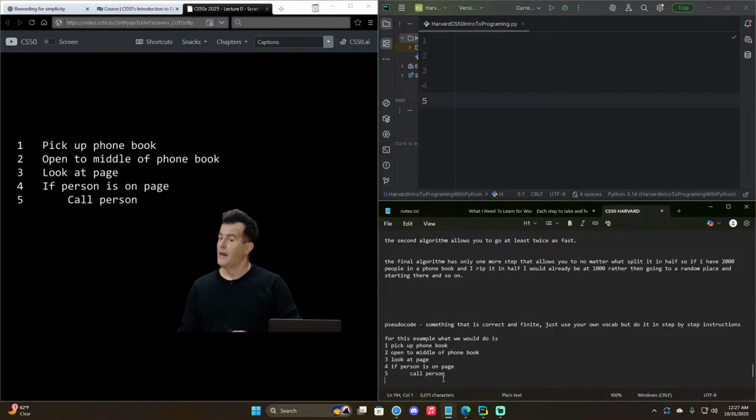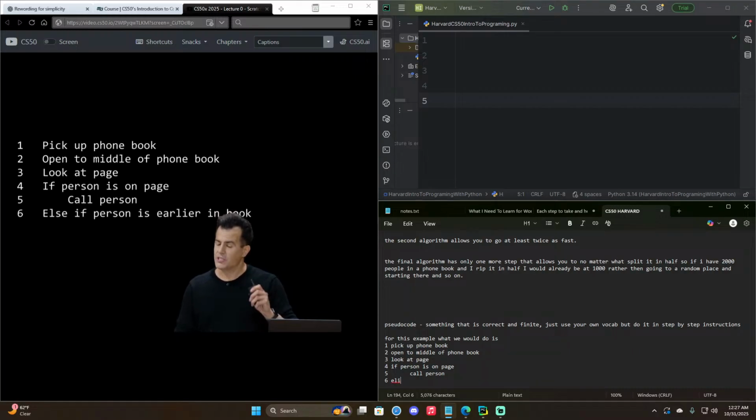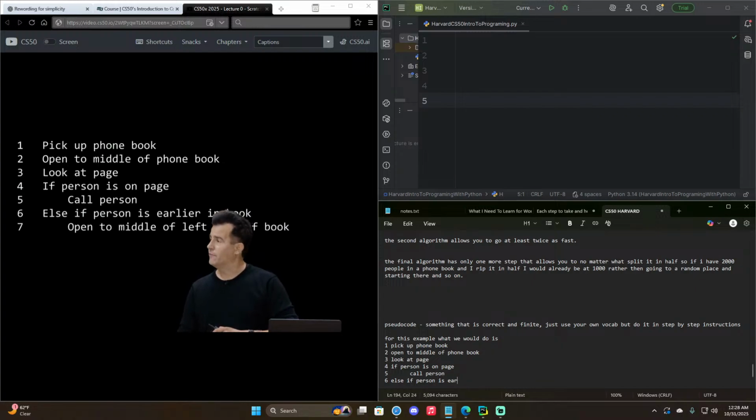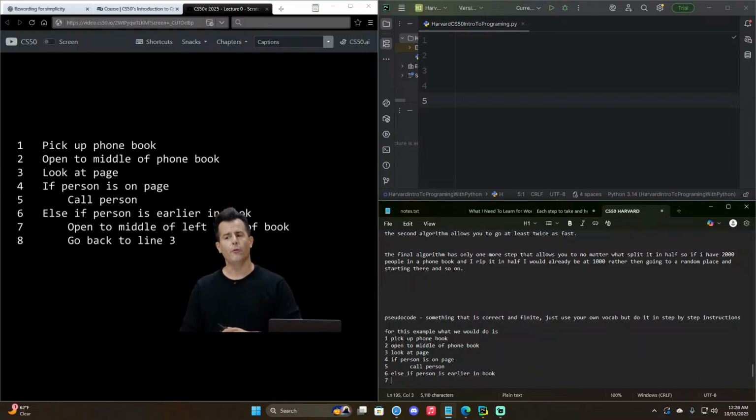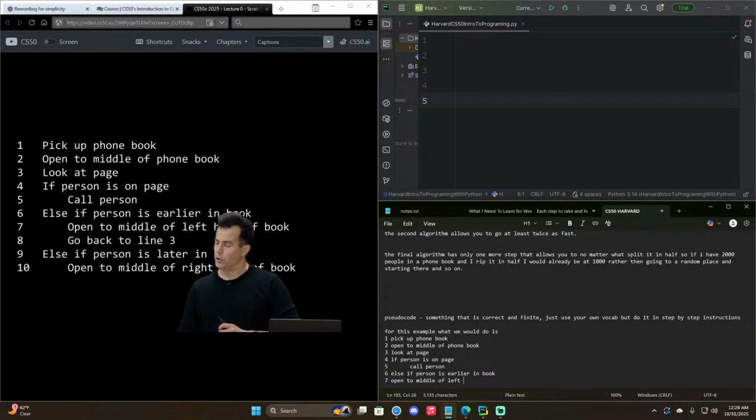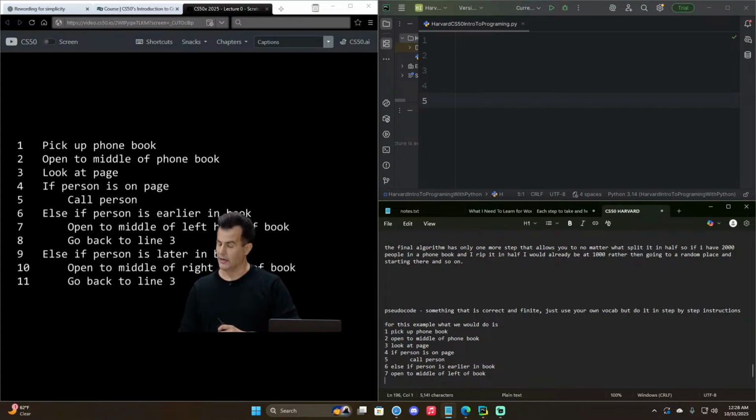Call person. If that does not prove to be the case, step six, else if the person is earlier in the book, then open to the middle of the left half of the book, and then go back to line 3. Then, if the person is later in the book, open to the middle of the right half of the book, and again go to line 3. Else, there's a fourth and final case.